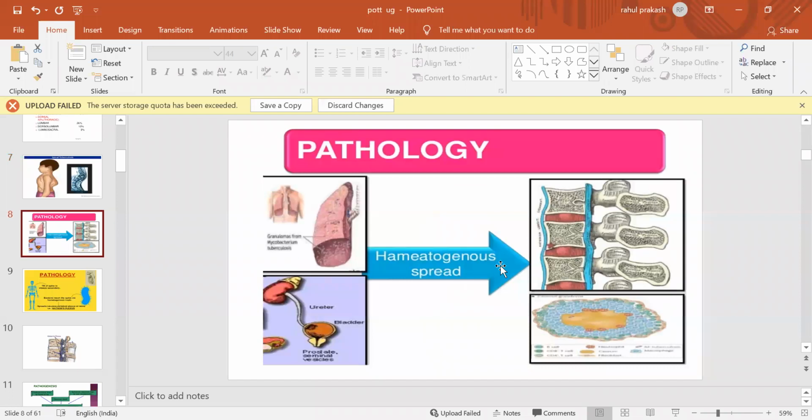How will you know the pathology? Pathology means how the disease spreads and everything regarding the disease.